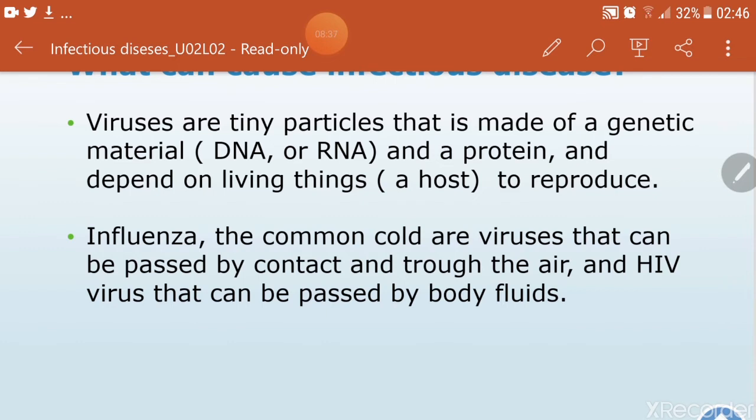And HIV virus, which is a type of virus that can be passed by body fluids. What do they mean by body fluids? Body fluids, the most important fluid is the blood. So HIV virus is the virus that is responsible for causing the AIDS.